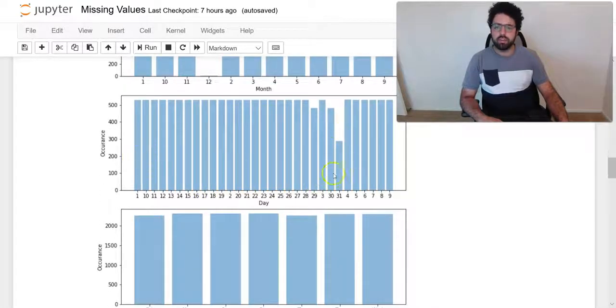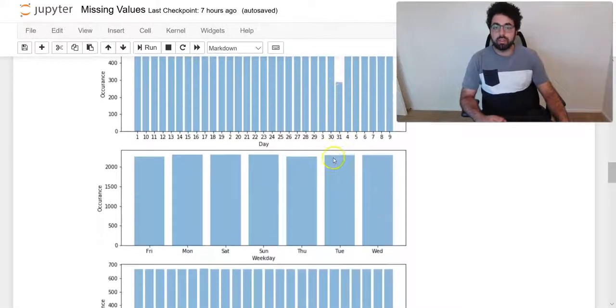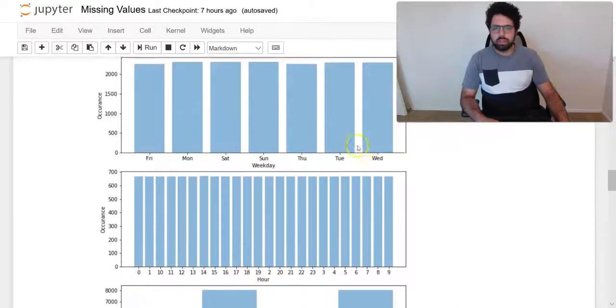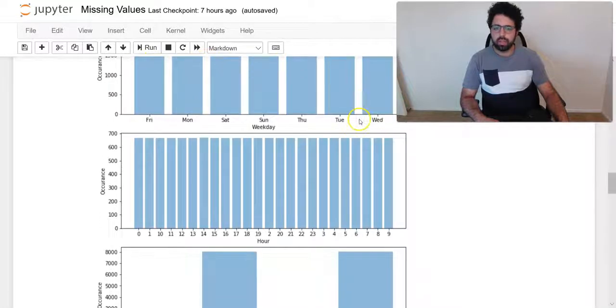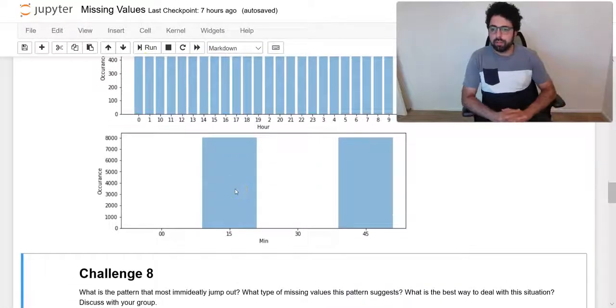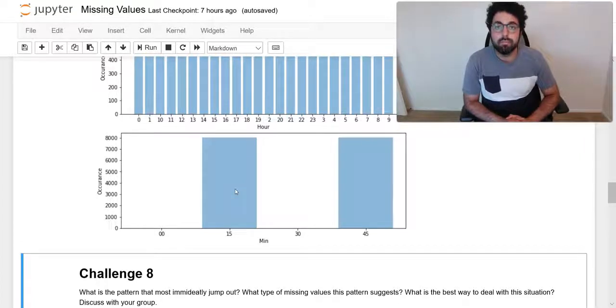And then we can see, as far as the day, that it looks pretty equal across the different days. We have 31, which not every month has 31 days, so it makes sense. And then the weekdays are almost equally happening. Also for the hours, but for the minute, we can see a very noticeable pattern that the missing values are happening at 15 and 45 minutes. Almost no missing values at 0 and 30 minutes.